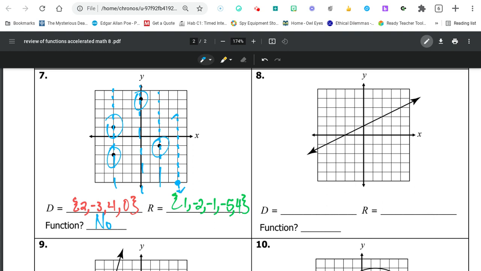So this would definitely not be a function, because you have your x of negative 3 is paired with 2 y's. It's paired with a positive 1 and a negative 2, actually.